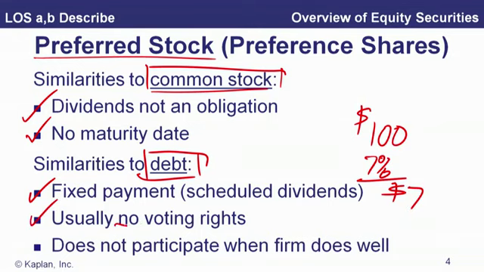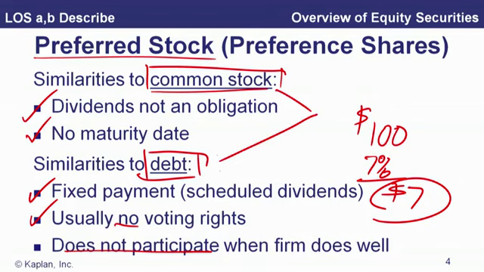Okay, there's usually no voting rights associated with preferred stock, and the preferred stockholders usually do not participate if the firm does really well, right? So if they knock it out of the park and build a better mousetrap, then the preferred shareholders are still going to get their $7 a year, and that's about the size of it. So preferred stock, part of the equity section, but we call this a hybrid security, has elements of equity in terms of how we would view it for valuation purposes, and elements associated with debt.